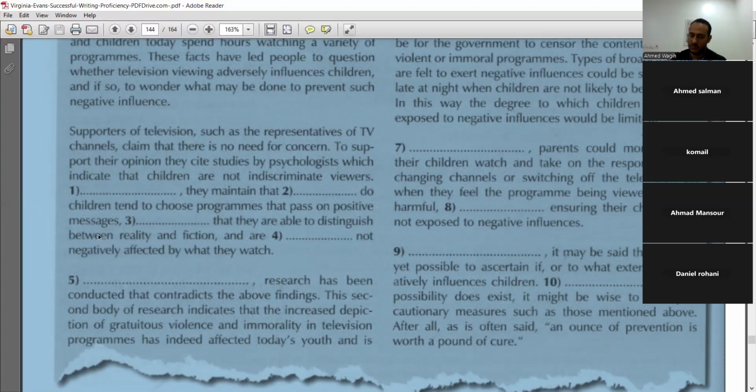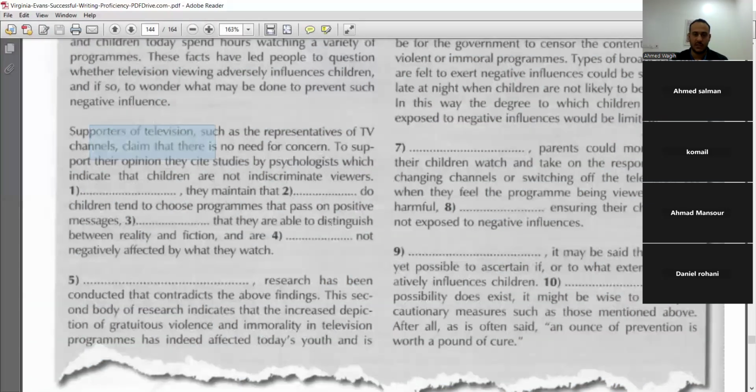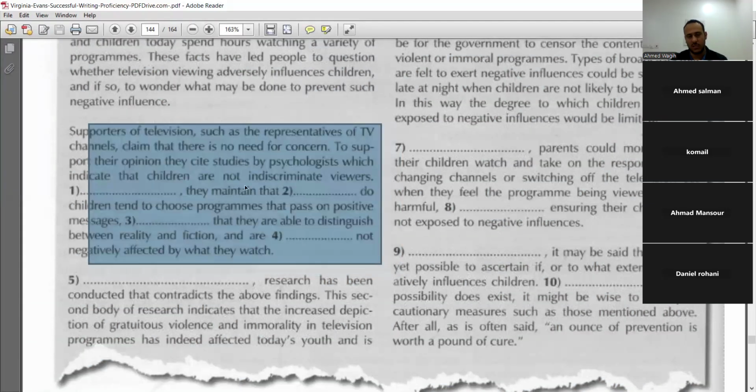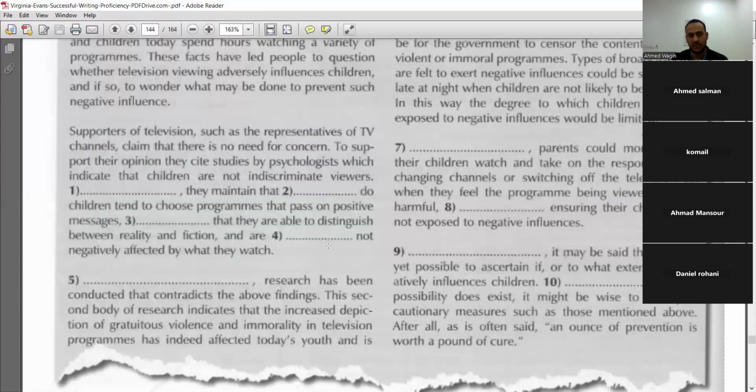They say that, when you have a debate, this is like a debate, so you say the opinion of those people. They say, no, children may choose some positive topics or positive messages, that they are able to distinguish between reality and fiction, and are therefore not negatively affected by what they watch. So here he focuses mainly on what they watch. If it's a positive thing, so it's useful.